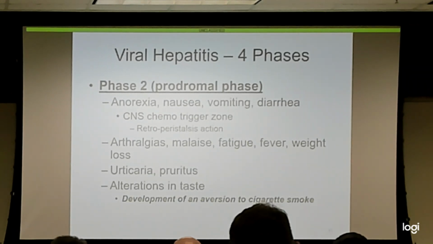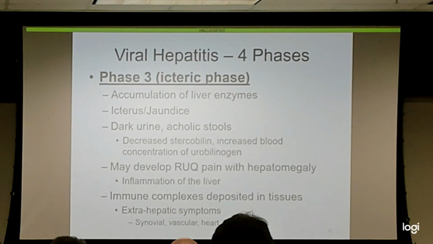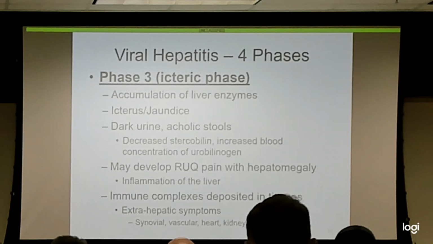Urticaria, pruritus. You ever hear, in physical exam findings, if somebody's got red skin and they're super itchy, you always look for a liver issue, maybe a hepatitis, a viral liver thing going on. And then this is weird too, alterations in taste. Some hardcore smokers all of a sudden find it doesn't taste good anymore and they quit smoking. The icteric phase, this is when stuff is really going down, right?